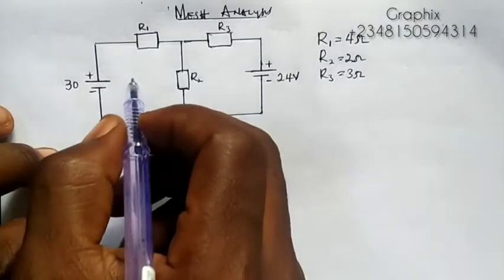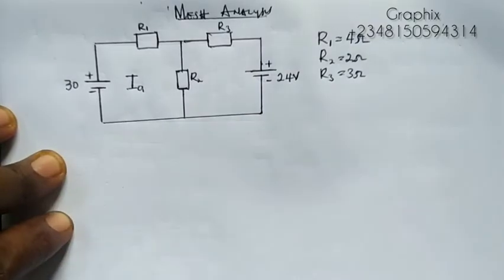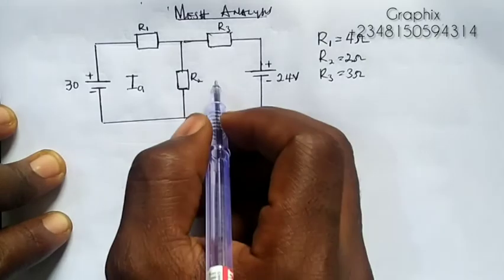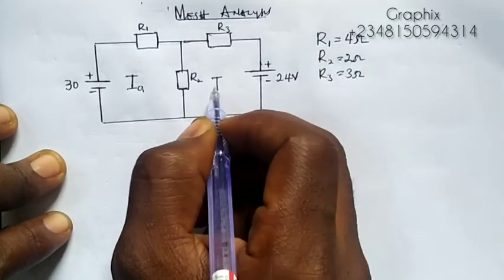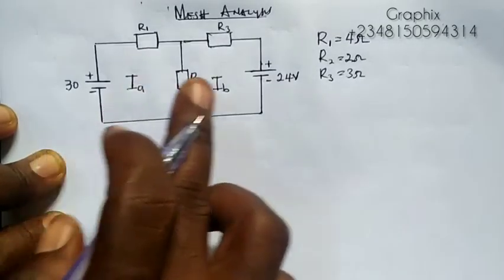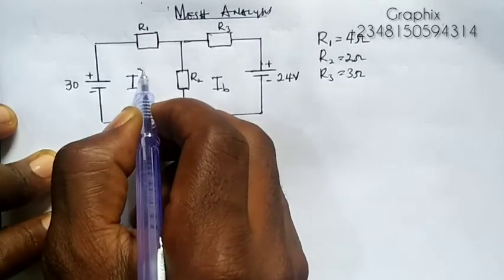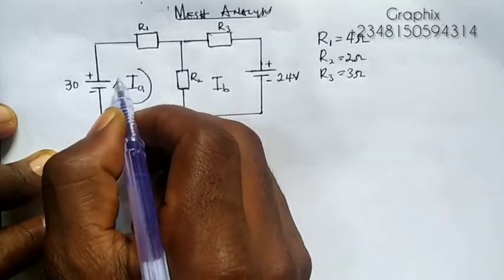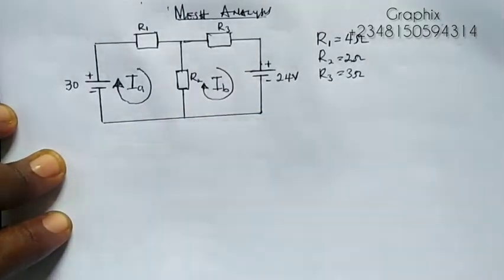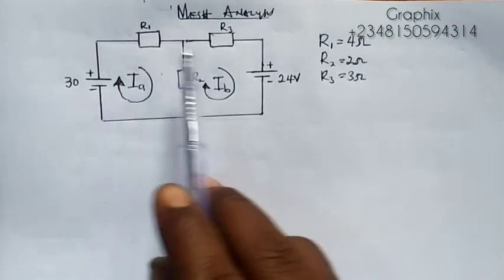Now I will call this my mesh A, having current IA. I'll call this my mesh B, having current IB. So this is A and this is B. I will take a clockwise direction here, and I'll also take a clockwise direction here, right?